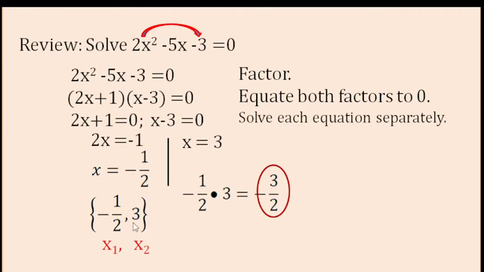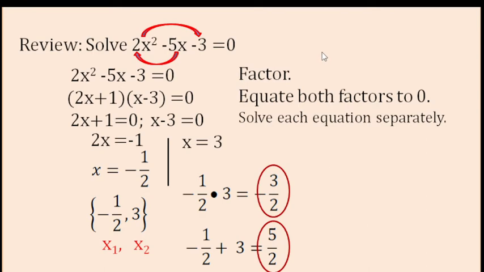And also, if we add these two roots, negative 1/2 and 3, that will give us 5 over 2. And if we look at our original equation, it's actually the opposite of the coefficient of the linear term, negative 5, so it's positive 5, over the leading coefficient 2.